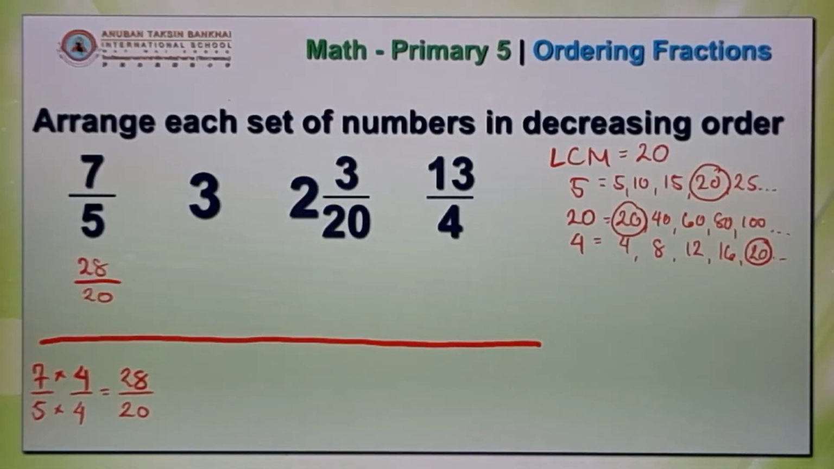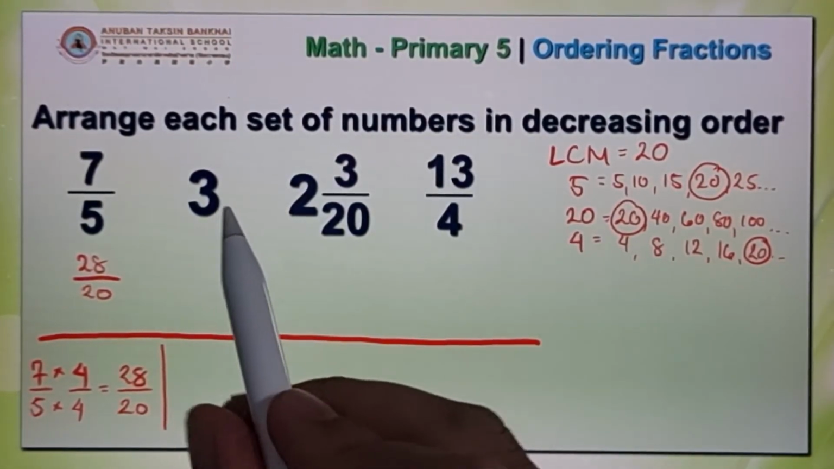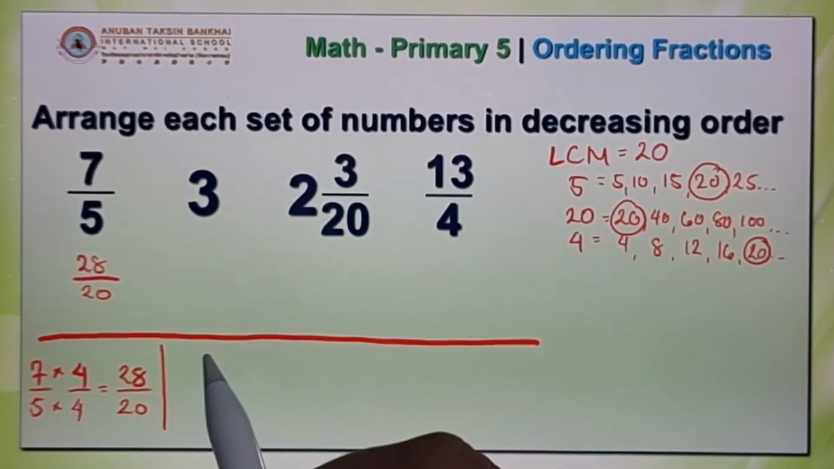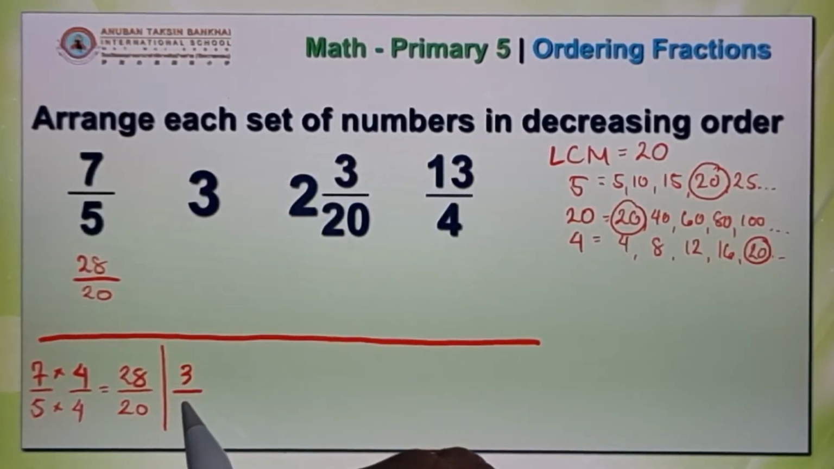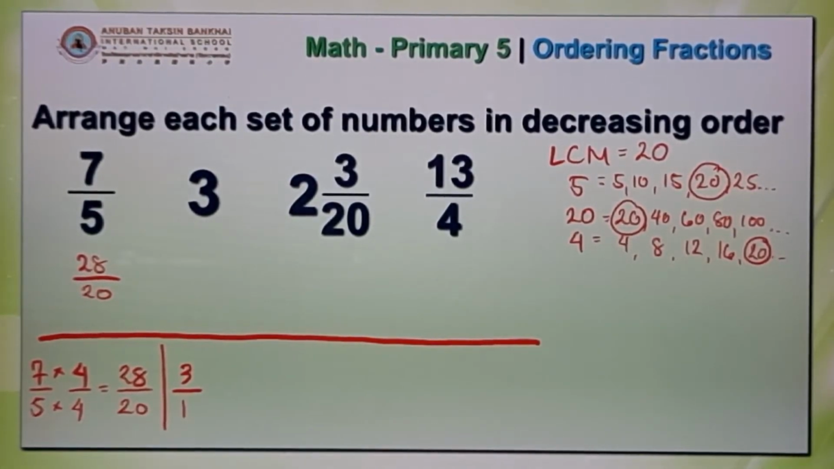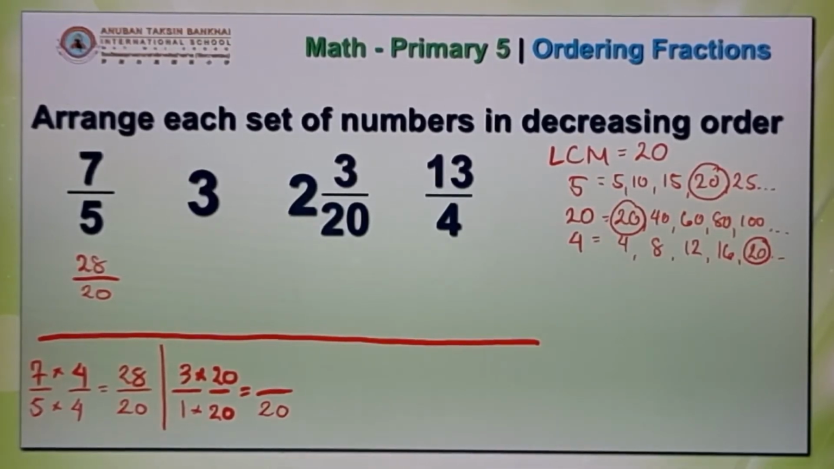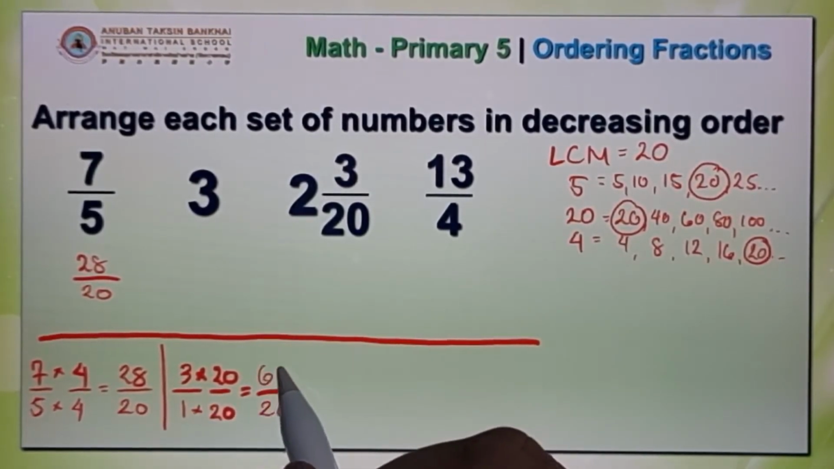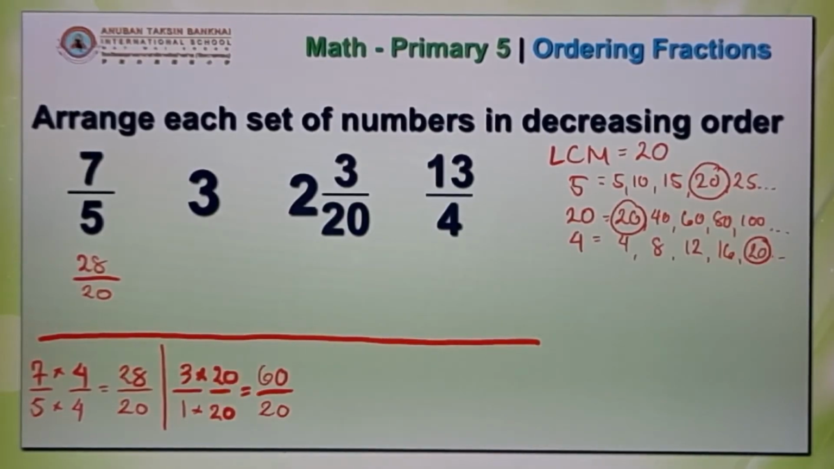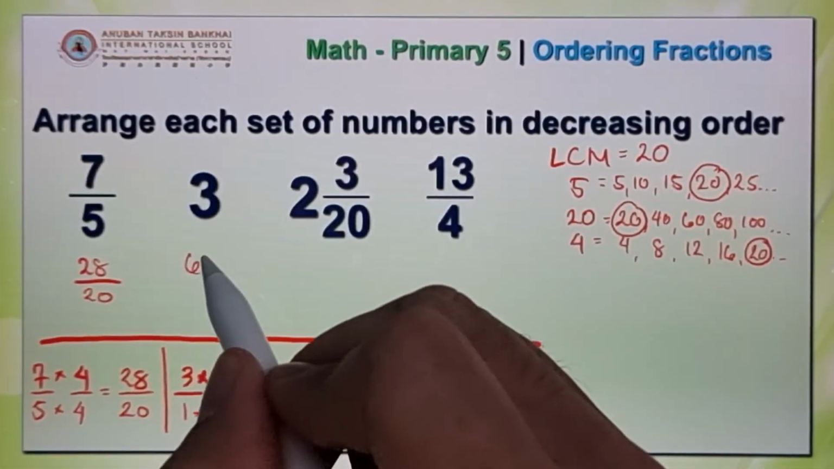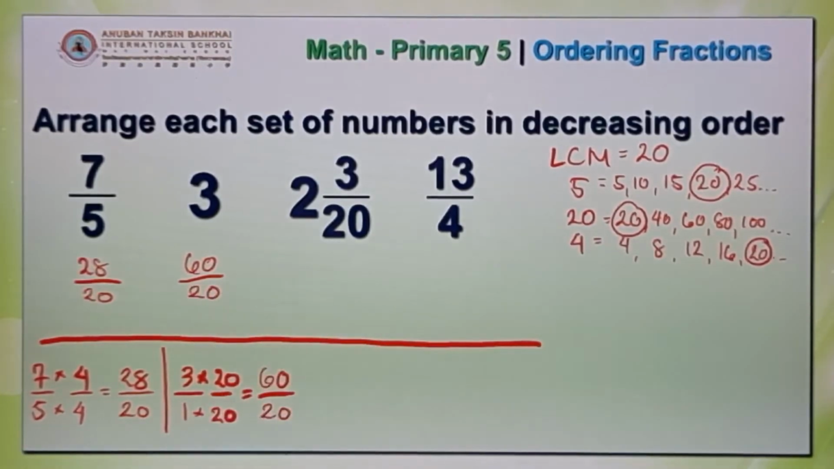Okay, next, we have 3. So again, when we have a whole number, automatically the denominator is 1. So we multiply by what number to make this 20? Of course, that is also 20. So 1 times 20, we have 20, and 3 times 20, we have 60. So 3 is equal to 60 over 20.